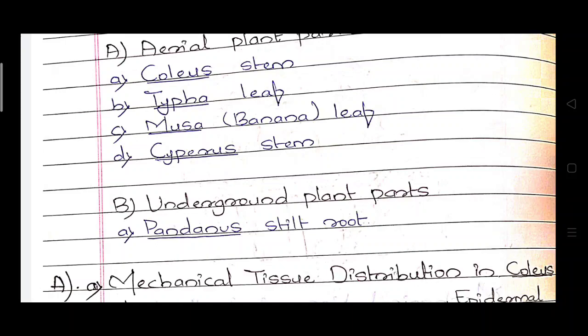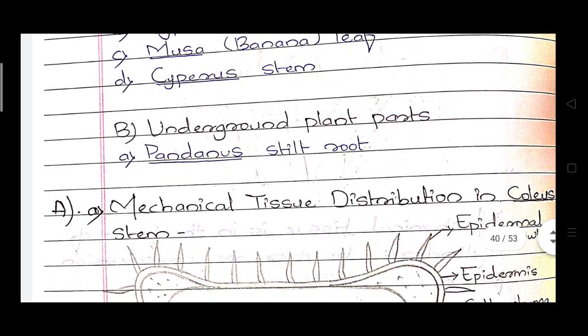We will discuss plant by plant, and their mechanical tissue distribution, that means how these mechanical tissues are developed in particular plants. In the next video we will discuss the mechanical tissue distribution in coleus stem. So now I stop here. In today's lecture we discussed the principles of the mechanical tissue system and its distribution. In particular examples we will discuss in the next videos.